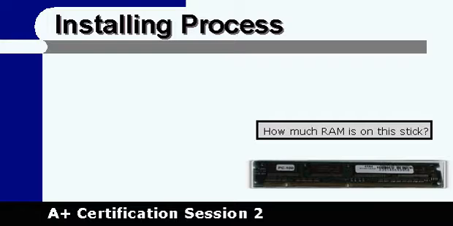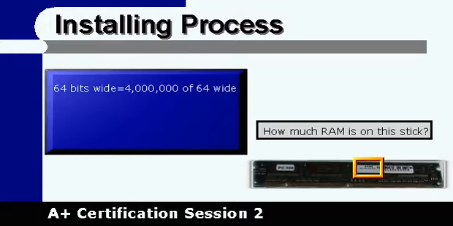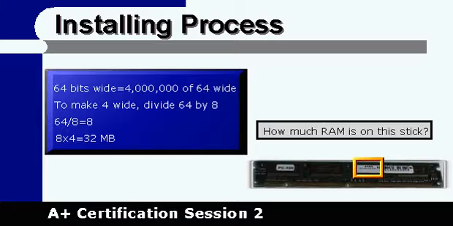I see something that says 4 by 64, and remember these are 64 bits wide, so that's 4 million of 64 wide. So to make that 4 wide, we have to do 64 divided by 8. 64 divided by 8 is 8, and 8 times 4 is 32 megabytes.